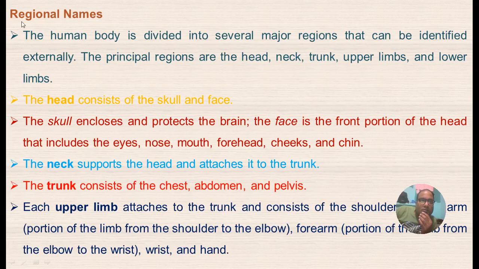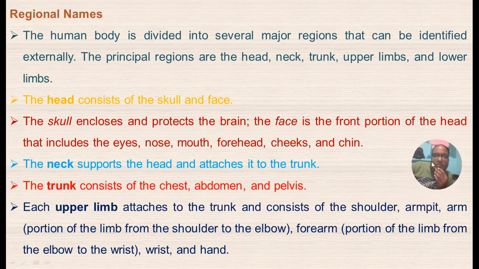Here we study regional names. The human body is divided into several major regions. You have already studied regions that can be identified externally. The principal regions are the head, neck, trunk, upper limbs, and lower limbs. These are the basic and primary principal regions which you all know. These are very common, but they are the basis of the human body.